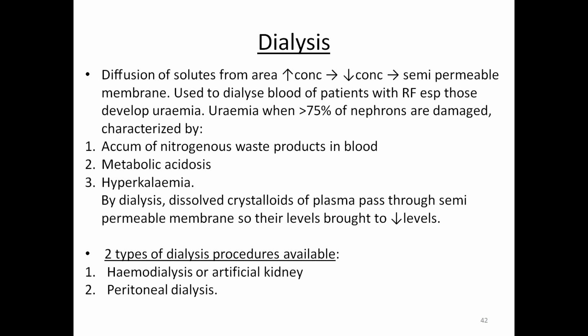Then we have types of dialysis. So by dialysis, the dissolved crystalloids of plasma pass through a semi-permeable membrane so that their levels are brought down to lower levels. There are two types of dialysis, hemodialysis, also called an artificial kidney, and peritoneal dialysis.